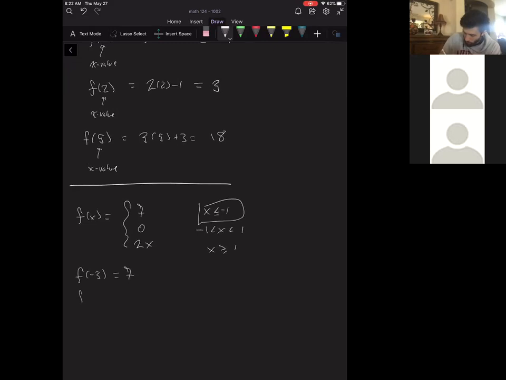Say if we're going to do f of minus 2. So same thing, minus 2 falls in this top section. So minus 2 is less than or equal to minus 1, so we're going to use the top equation, which again is just 7.